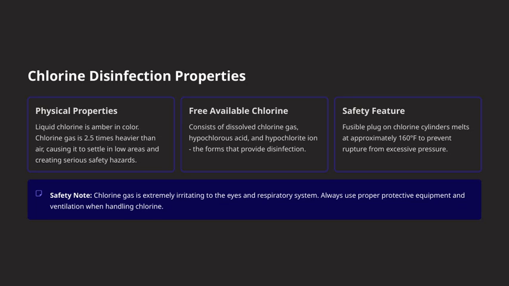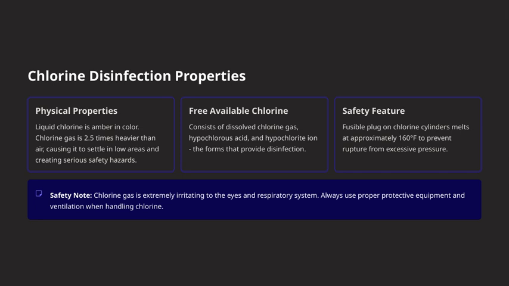Let's take a closer look at the properties of chlorine used for disinfection. First, physical properties. Liquid chlorine is actually amber in color, which is quite distinctive. When it turns into gas, it's about 2.5 times heavier than air, so it tends to settle in low-lying areas, creating potential safety hazards. That's something we need to be aware of during handling and storage.